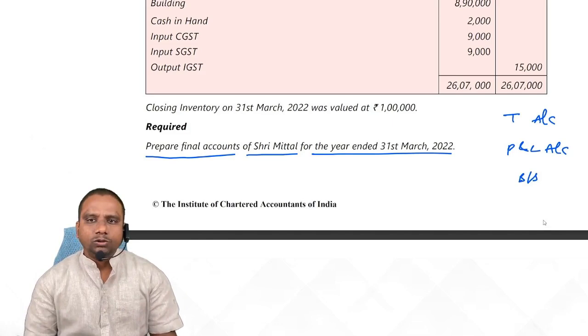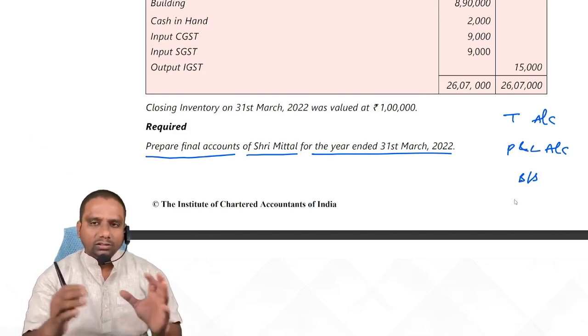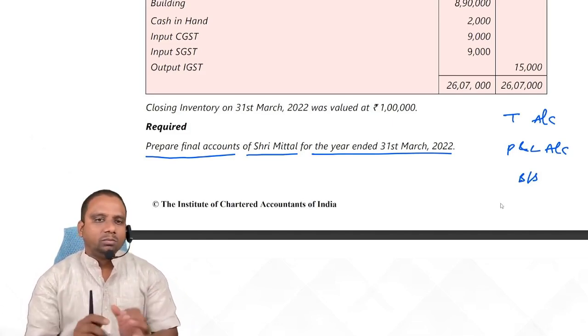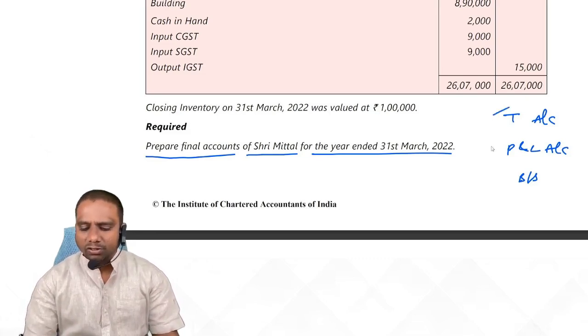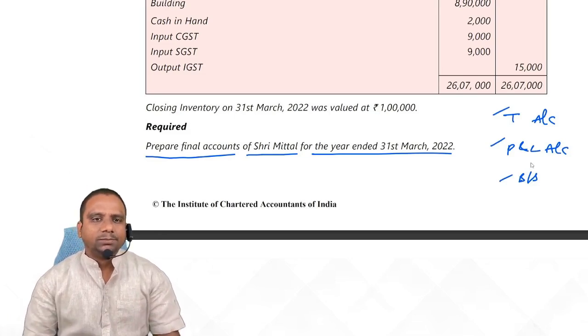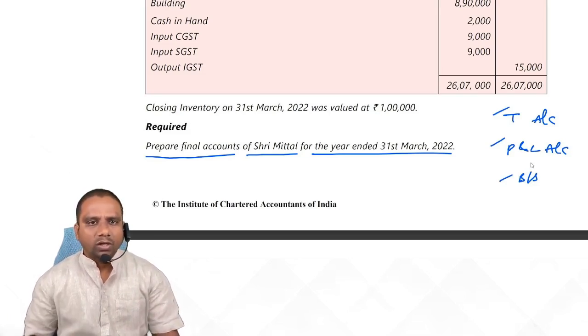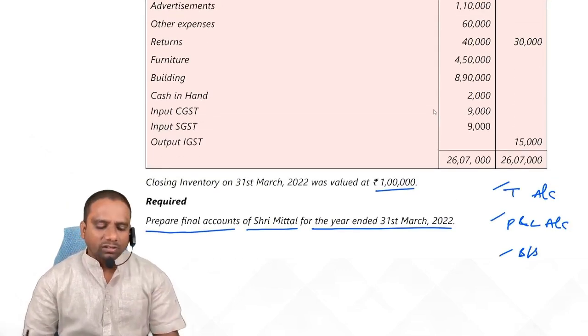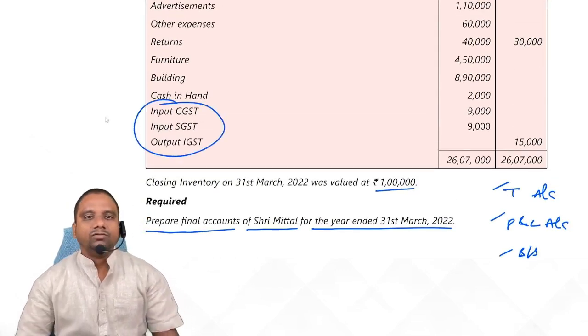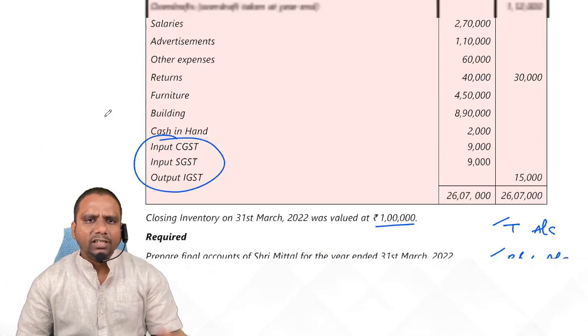Some students generally prepare trading and P&L account combined, but it is always better to prepare trading account separate, profit and loss account separate, and balance sheet separate. So draw separate formats. Now here they have given closing inventory 1 lakh. What is the important aspect in this problem? GST information. Clear?